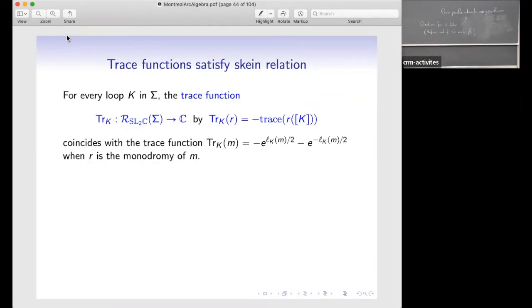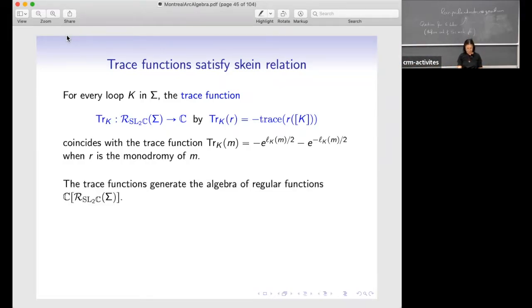Anyways, so if you have R to SL2C, these are representations of the fundamental group into SL2C. What can you do? You can take the trace, and in fact, I could put a minus sign in front for technical reasons. And it turns out that on the Teichmuller part, it's exactly the same as e to the minus length over 2 minus e to the minus length over 2 on the other side. So something about the eigenvalues tells you the lengths. Okay, so these trace functions generate the algebra of regular functions on the character variety.